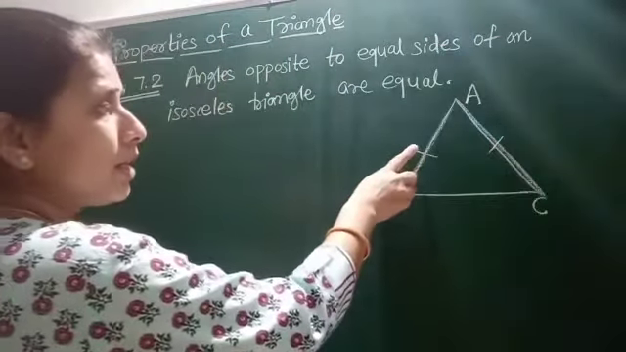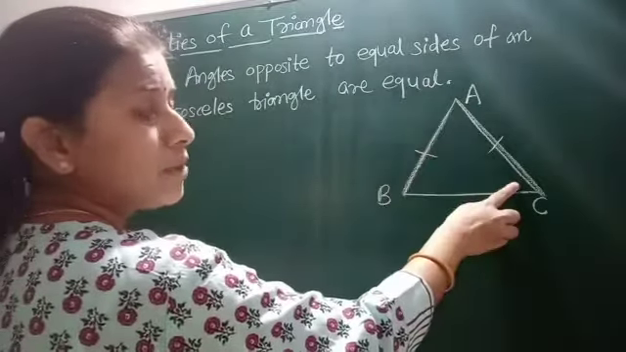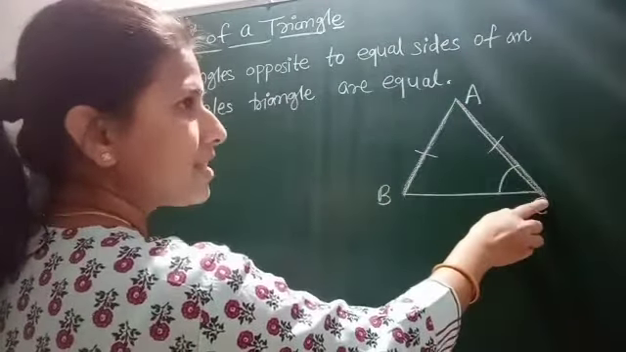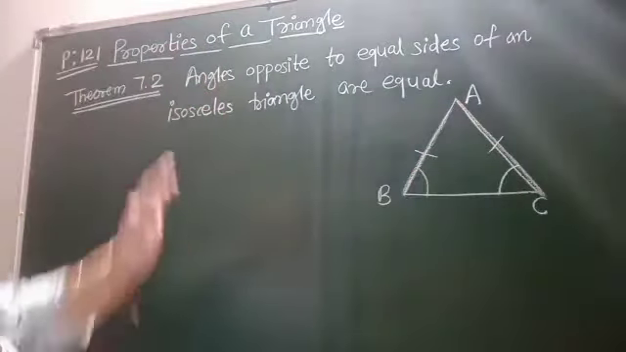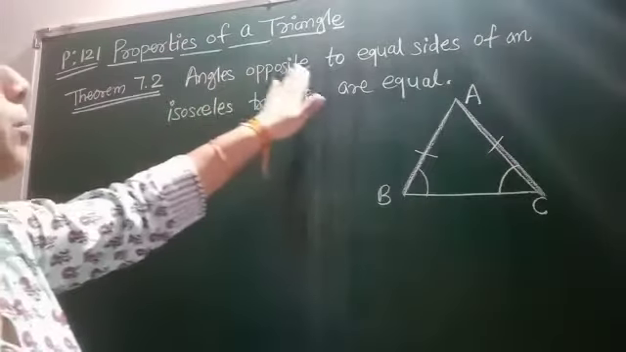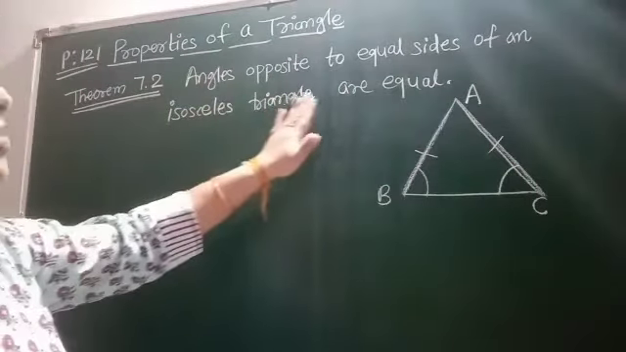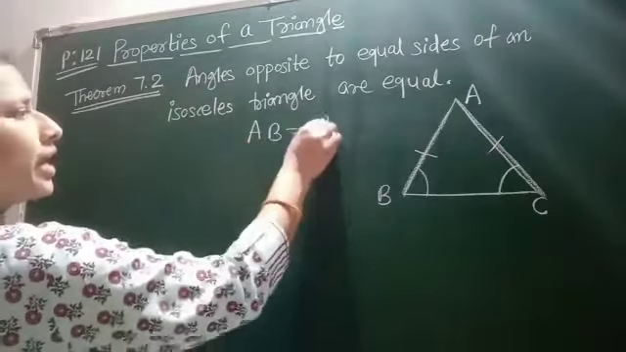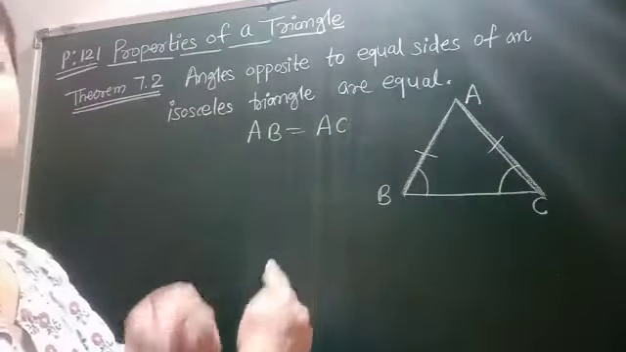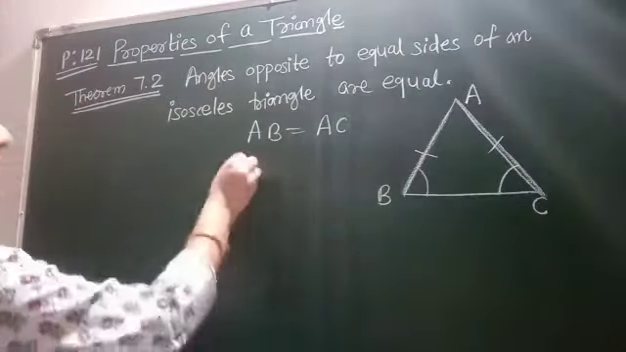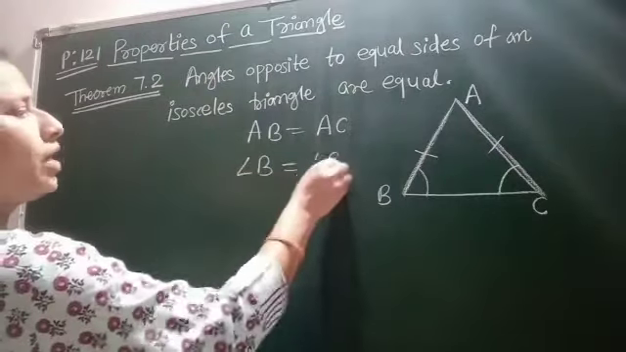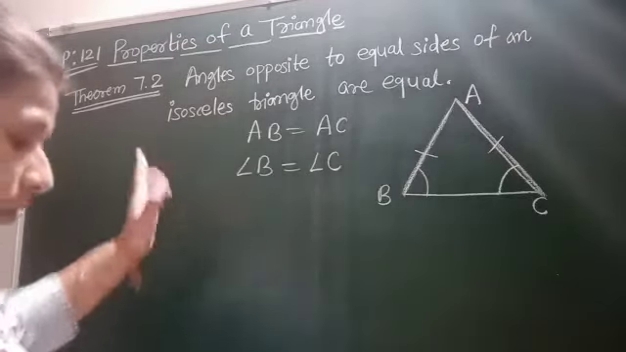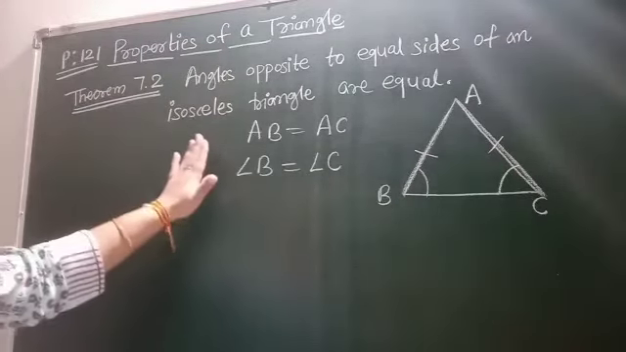So, which angle is opposite to this side AB? Yes, angle C. And which angle is opposite to this side AC? Angle B. So according to this theorem, angles opposite to equal sides of an isosceles triangle are equal. It means if AB is equal to AC, then angles opposite to these equal sides, angle B and angle C, will also be equal. This is a very important theorem, students, and your exercise 7.2 is based on this theorem.